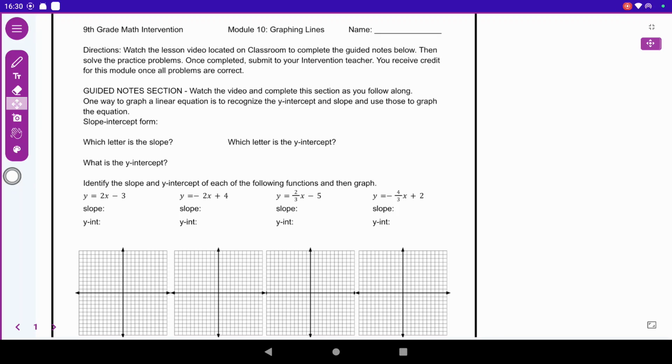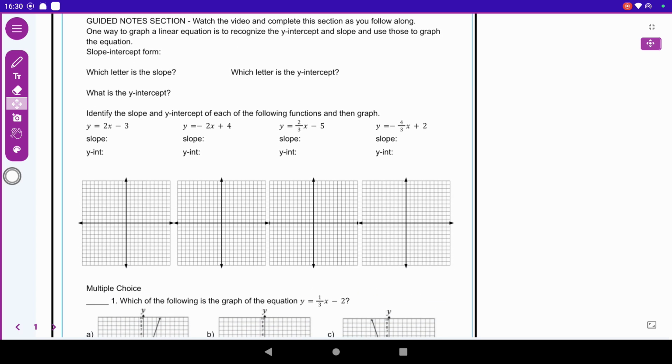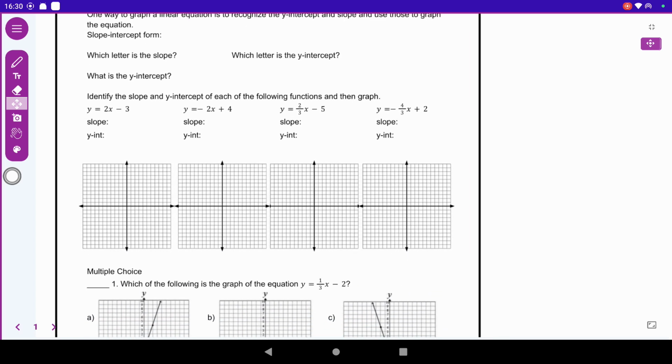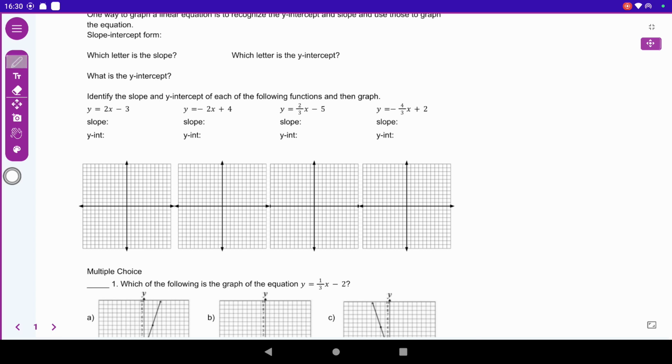Good day everyone. Today we are talking about Module 10, Graphing Lines. So we're going to start with reviewing what is slope-intercept form.